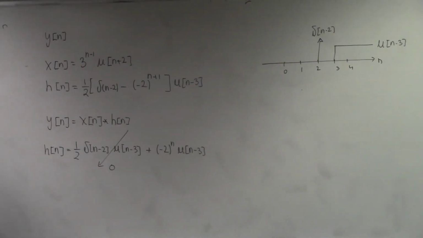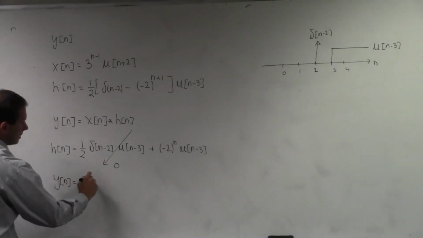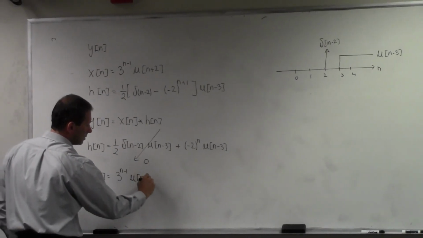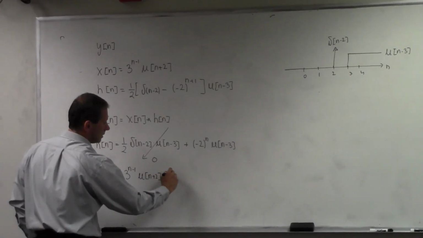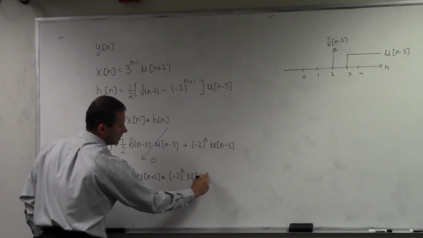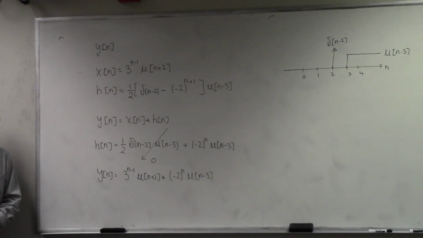And what you need to essentially do is y of n, which is a convolution of 3 to the n minus 1 u of n plus 2 with minus 2 to the n u of n minus 3. I'm sure you can handle this one, right? This one is a table. So that was a trick.